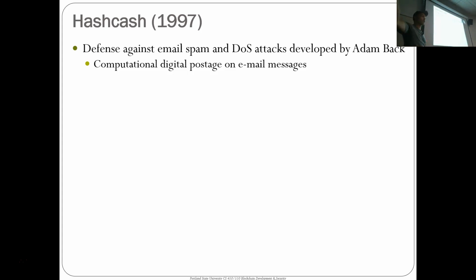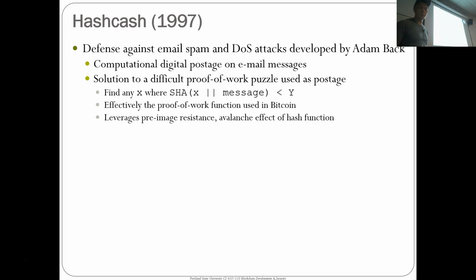Because typically the server's doing all of the work, and if the client is able to unabatedly access the server, you can bring the server down. So that's a typical denial of service attack. And spam is basically a denial of service attack on email. And so his system was to find a solution to a difficult proof of work puzzle and use that as postage. You would attach that as postage to your email. And this solution should look familiar because Bitcoin lifted this solution for its proof of work algorithm.